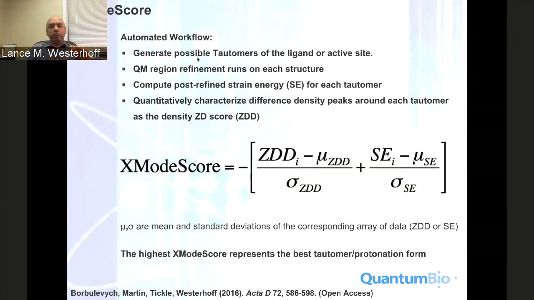So what we did was we automated a workflow. Again, this is fully automated, so if you're running this out of SB-Grid, it's something you could run basically just by flipping on a switch. It automatically generates the tautomers of the ligand or the active site, and goes through and does the region refinement of all those different tautomers or protomers. So you could say, well, okay, I want this set here, and it might have 10 different protonation states or however many it is, and it'll run all those refinements in parallel. It computes the post-refinement strain energy of each tautomer or protomer. And then finally, you also calculate the difference density.